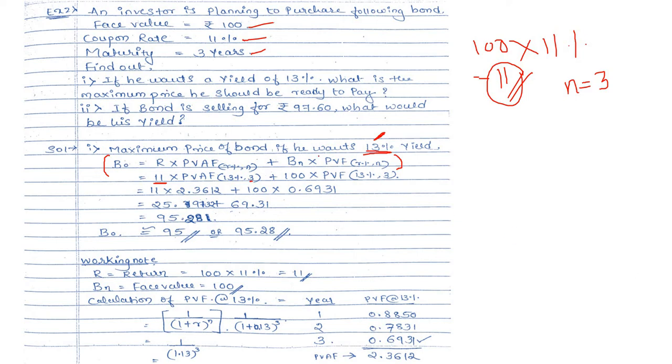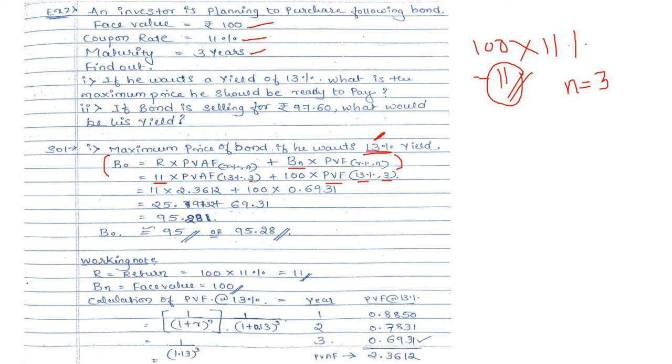Okay. Next, Bn. Bn is nothing but the face value of the bond. Okay. So what is the face value of the bond? 100. Correct. So take 100 into PVF, right, as it is. Next, R, already we know that we want 13%, that is 13%. Next, N is 3 years, we already know. Okay. So this is how we put the values whatever we know. Next, now we have to simplify.